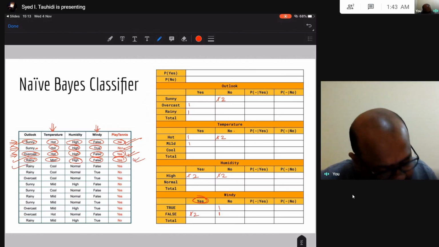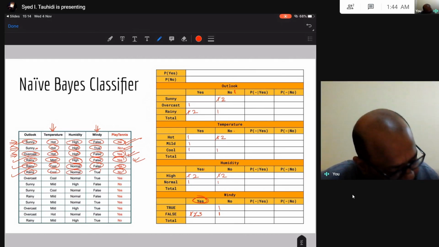Next I go to rainy, and there is yes, so rainy, I increment, cool, I increment, normal, I increment, false, I increment. Alright, next is this row, rainy and this no, so I will now go through this no column. Rainy, increment to 1, cool, I increment to 1, normal, I increment to 1, true, I increment 1.